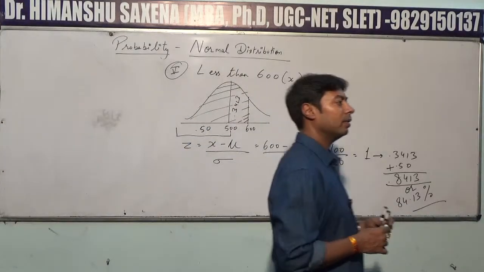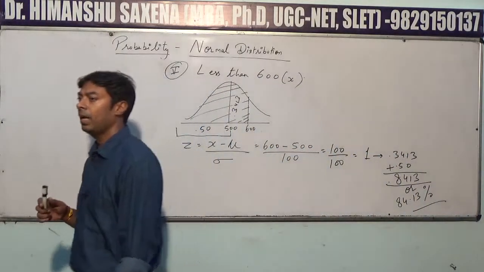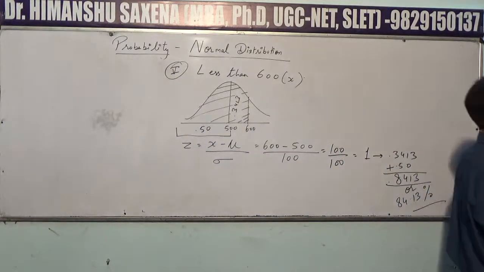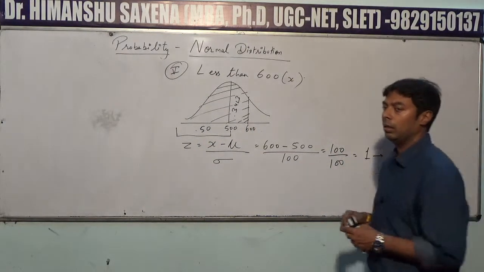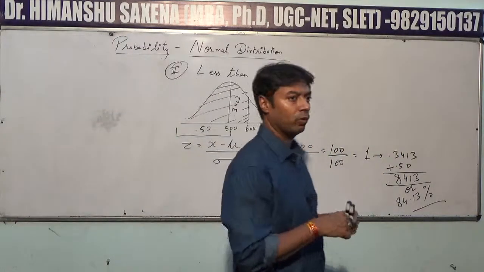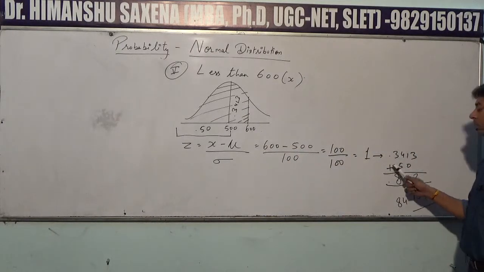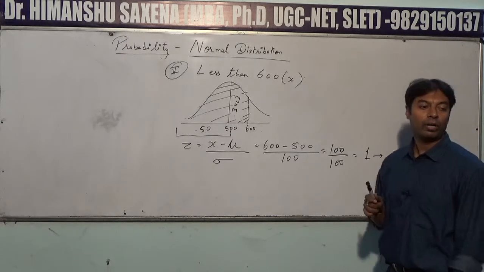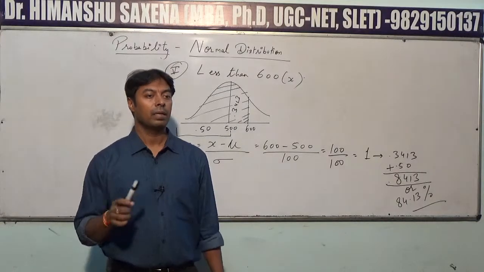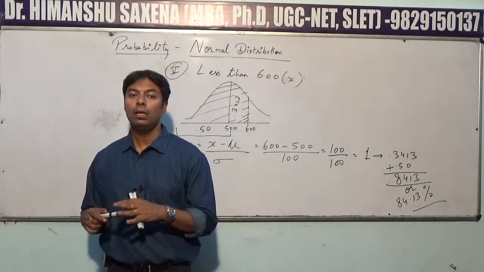Now take down the final interpretation. The probability that a student will take less than 600 hours to complete the program is 0.3413 plus 0.5 is equal to 0.8413 or 84.13%. So these were some of the very crucial parts of normal distribution.